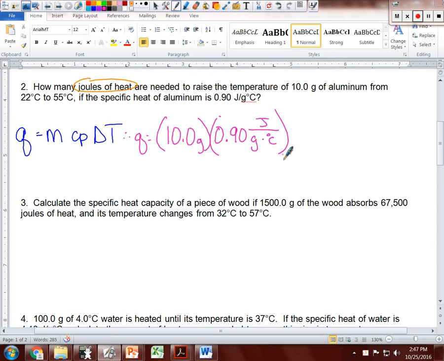And finally, our delta T. What did the temperature end at after we did the reaction? 55. And what did we start at? All right, so what's 55 minus 22? Very good. Is it positive or negative 33? Very good. And the reason we know that, because we wanted to raise the temperature.